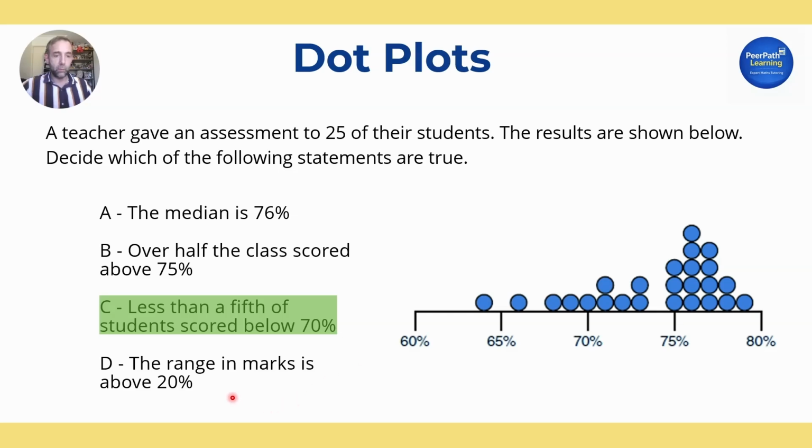But the last one, we better check that this is false. The range in marks is above 20%. Well, the range is our biggest take our smallest. So this is our lowest result here, which looks about 63%. And this is our highest result, which is approaching 80. So if we did those numbers, one take away the other, that is not going to be more than 20%. So yes, that is false, and confirms that we have chosen the correct answer by choosing option C.